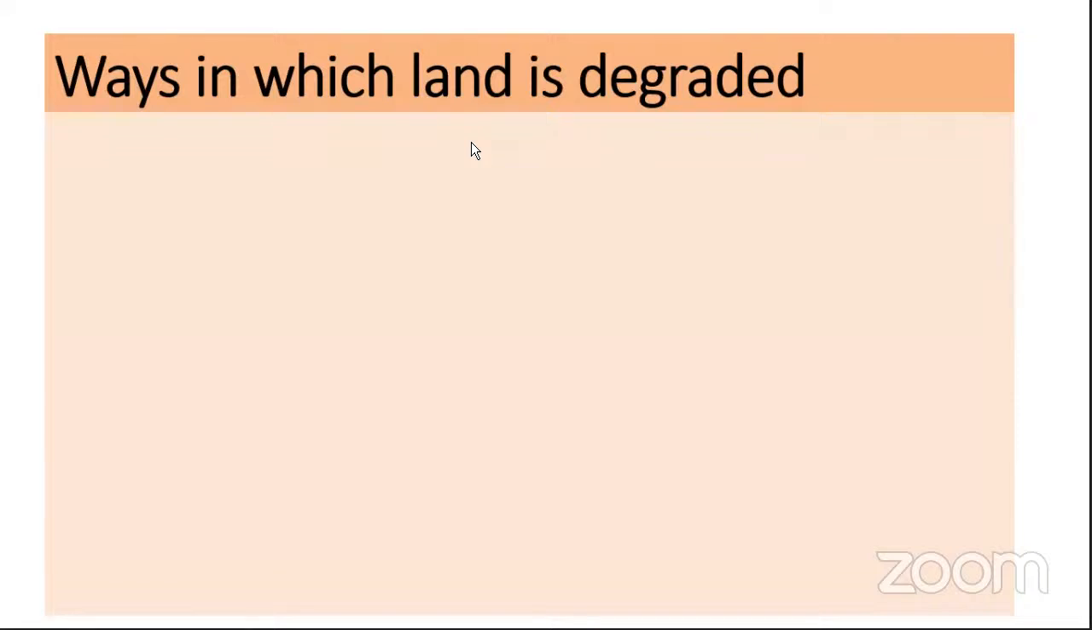Yes, please. By over cultivating land. By over cultivation. People can cultivate land for so many seasons without resting it, that degrades it. Yes, Jovian? Bush burning. Yes, bush burning. When you burn the bush, you actually degrade land.